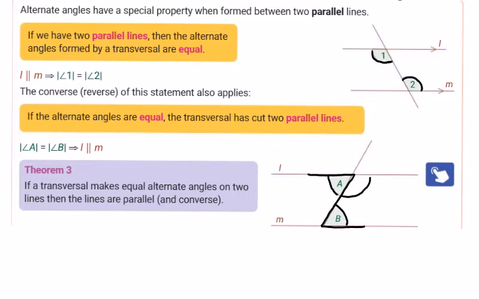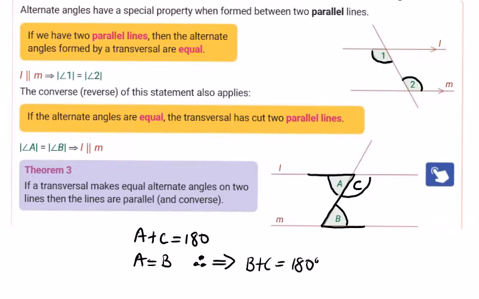This angle here, if this was C, we could say that A plus C is equal to 180. We could say that A is equal to B. Therefore, this implies A is equal to B, so we're going to replace A with B. B plus C is equal to 180. So you can see, inside here, these two angles, C and B, are equal to 180.